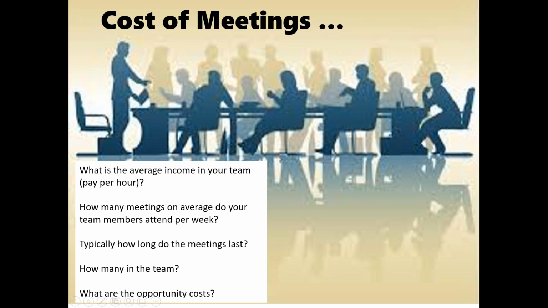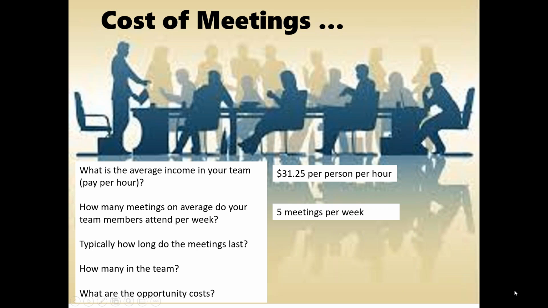So let's put some numbers around that just to give this some context. Let's assume, and these are fairly conservative figures, that you've worked out that it's $31.25 per hour per person in your team on average. So you've kind of got a baseline of the cost for an hour with one of your team members. Let's also assume that every team member has 5 meetings a week, which I don't think is unreasonable. So, 5 meetings a week is on average what your team members would have individually, that is, not collectively.